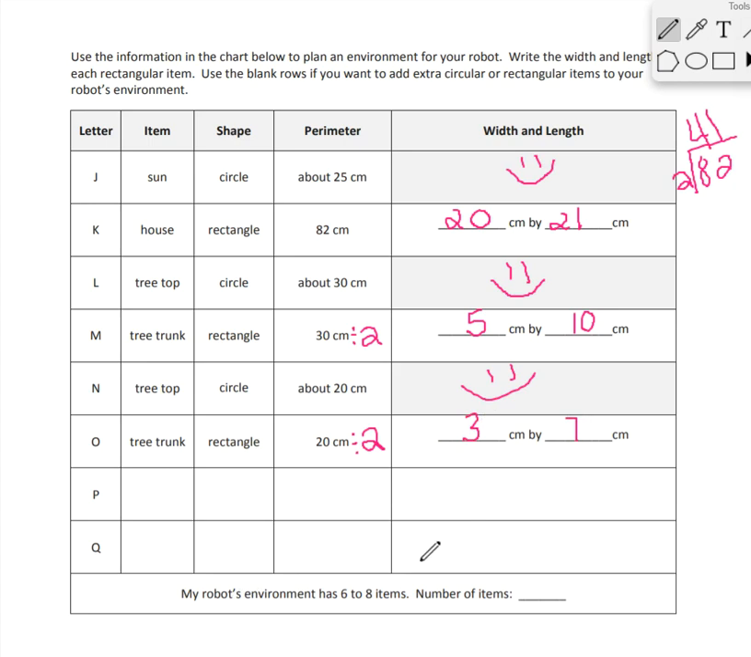Now, we have 2 more blank environment spaces where your robot could have a car, a robot dog, whatever it is you would like to add to your robot's environment. If you think your robot is happy with some sunshine, some trees, and a house, then your robot can have that, and it doesn't need anything else. Just please be sure to tell me how many robot items are going in its environment.